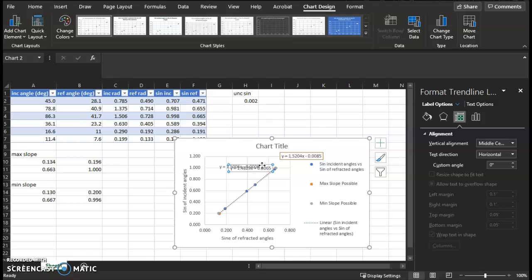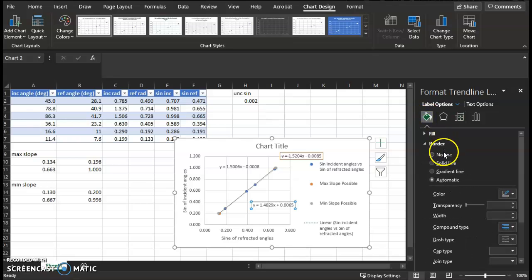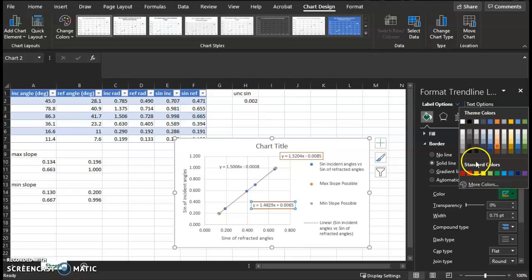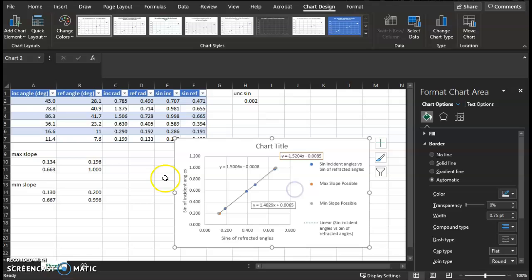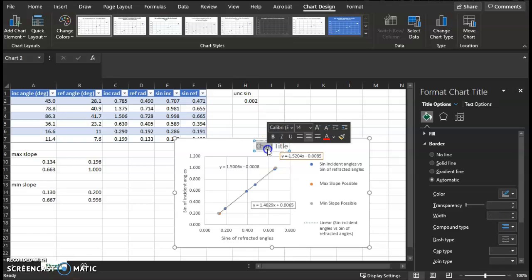There it is, and it should be smaller than my line of best fit slope. To denote the change, I'm going to add a solid line around the border, and I'll make it gray, just like the data set's data points. So now I have my max, min, and the line of best fit. Okay, so with the chart title, sine refracted angles versus sine of the incident angles.